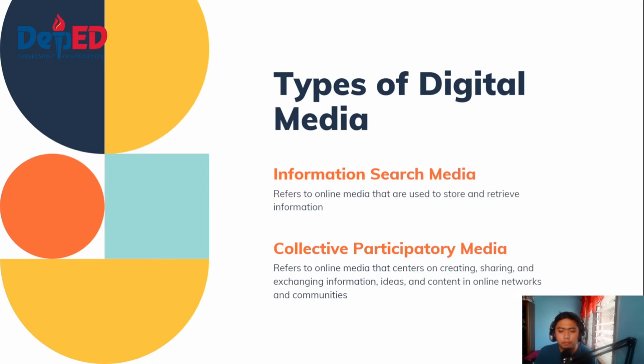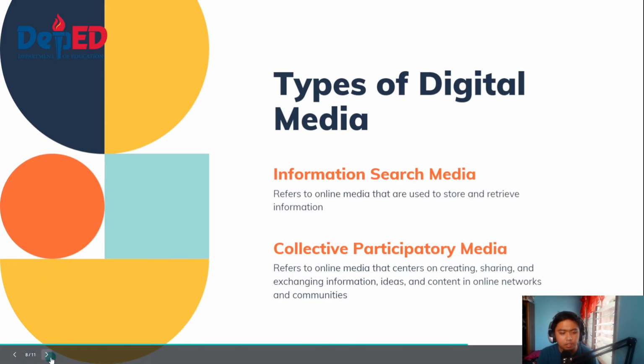Collective participatory media refers to online media that centers on creating, sharing, and exchanging information, ideas, and content in online networks and communities. The best example of this is Reddit, the website wherein you create communities about any topic under the sun. There are topics about politics, technology, games, and the like. Others may use, for example, Discord, which can also fall under interpersonal communication media. You are sharing and exchanging information there. Those are the different types of media.